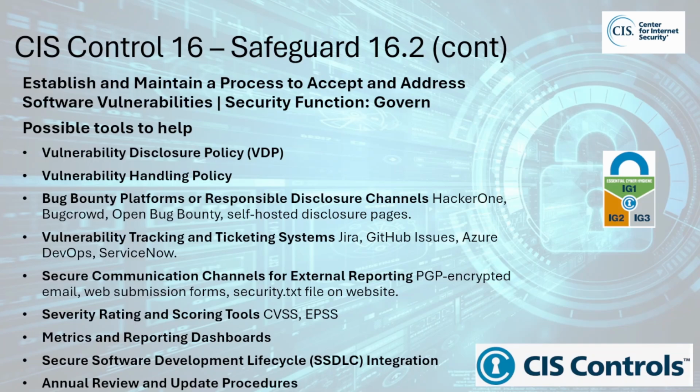Possible tools to help with this safeguard include a Vulnerability Disclosure Policy, or VDP, a Vulnerability Handling Policy, bug bounty platforms or responsible disclosure channels such as HackerOne, Bugcrowd, Open Bug Bounty, or self-hosted disclosure pages, vulnerability tracking and ticketing systems such as Jira, GitHub Issues, Azure DevOps, ServiceNow, secure communication channels for external reporting such as PGP encrypted email, web submission forms, or a security.txt file on the website, severity rating and scoring tools such as those provided by CVSS, or the Common Vulnerability Scoring System, or EPSS, Exploit Prediction Scoring System, metrics and reporting dashboards, secure software development lifecycle integration, and annual review and update procedures.